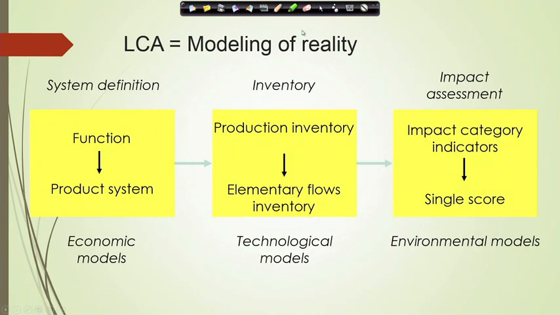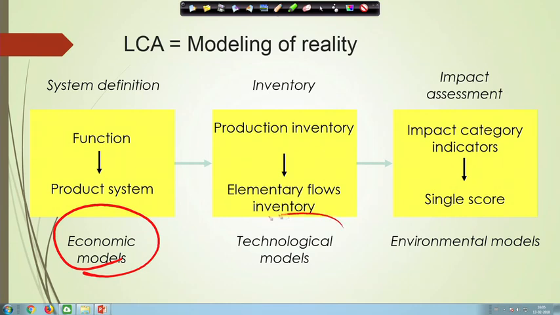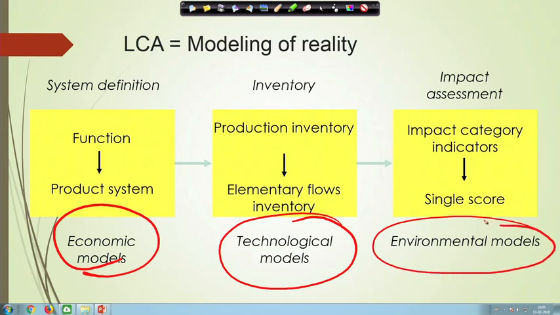So, in terms of the LCA, what we are trying to do is model the reality. We have a system definition, function, product system, we have inventory. The product system function and the product system is our economic model, and the technological model is our elementary flow, inventory, then impact category, indicator, single score, that is our environmental model. So, we are using these three models to try to model the reality.